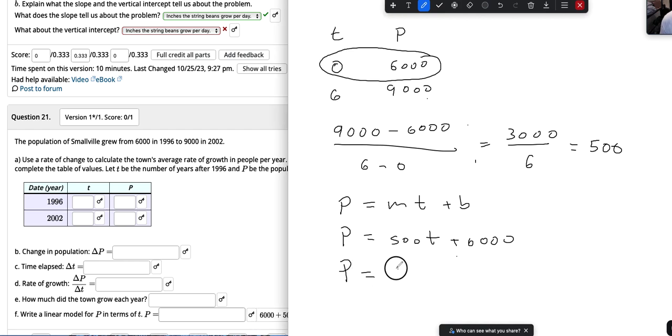But the idea is you're starting at 6,000 people, and then at time 0, it's 6,000, and then each year you're adding 500 onto that amount. So that's about the sum of it.